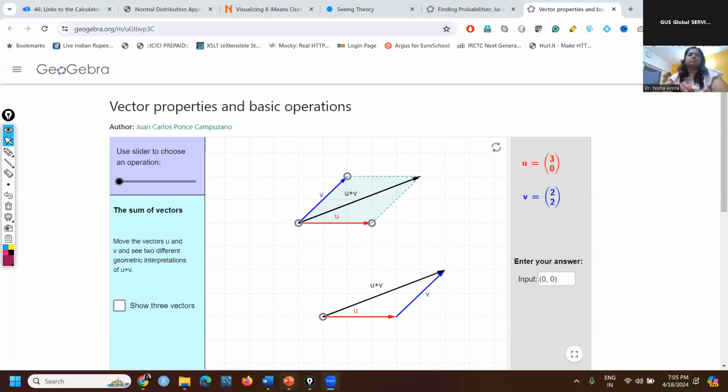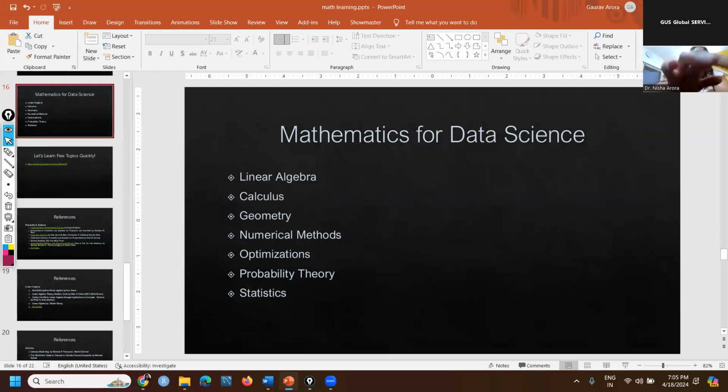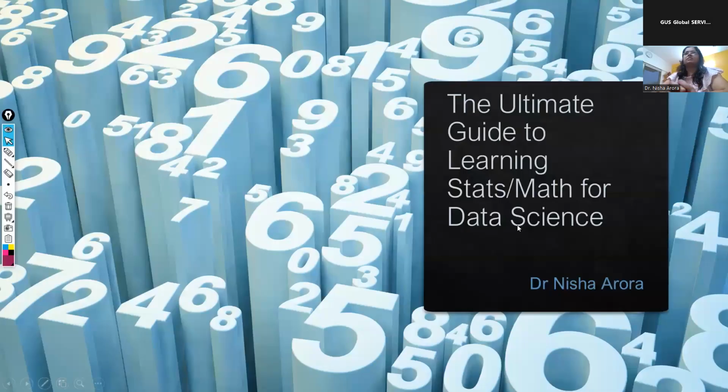Okay. Let me share my screen. I hope you can see my screen as well. Please just confirm. So we are in a good position to start. You can see, you can hear. Okay.